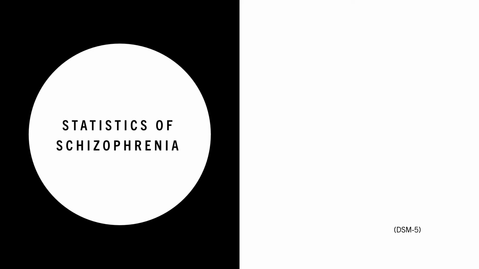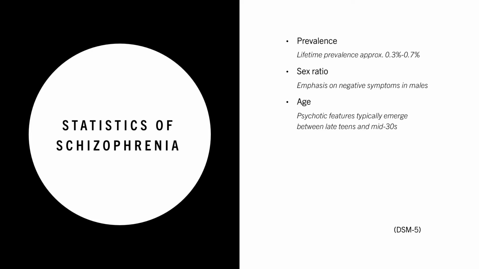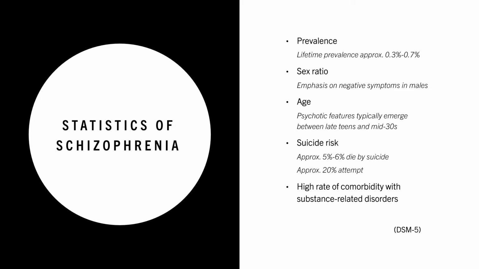The DSM-5 also notes some statistics regarding schizophrenia. The lifetime prevalence is approximately 0.3 to 0.7%. There is an emphasis on negative symptoms in males. Psychotic features typically emerge between late teens and mid-30s. Approximately 20% of individuals with schizophrenia attempt suicide, and approximately 5 to 6% are successful. And there is also a high rate of comorbidity with substance-related disorders.